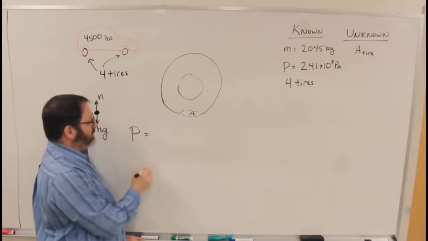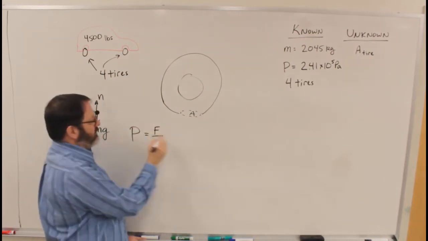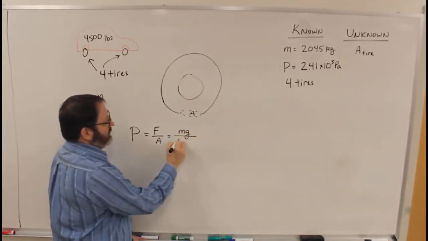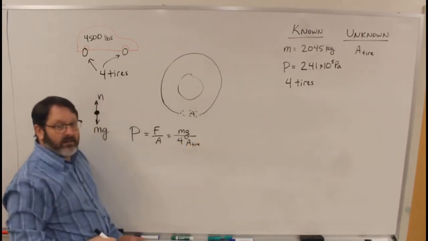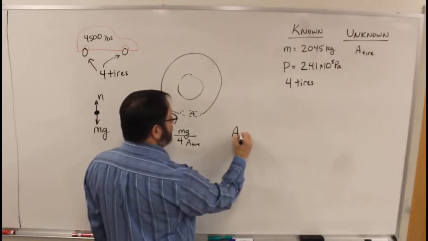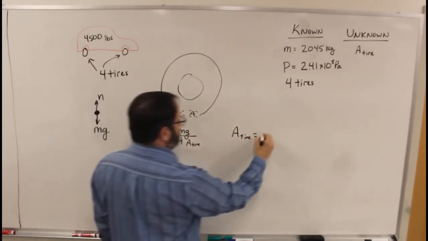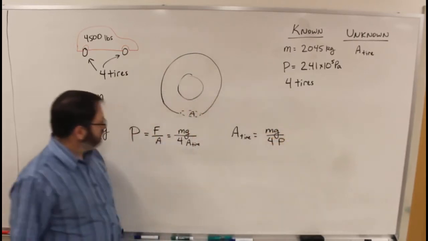So the pressure is force per area. I know the total force is going to have to be mg, and the total area is 4 times the area of 1 tire. The thing we're looking for is the area of the tire. So if I rearrange, area of the tire is mg over 4 times the pressure.